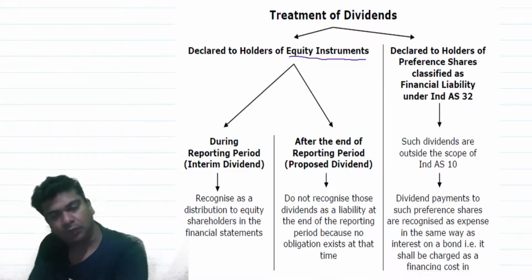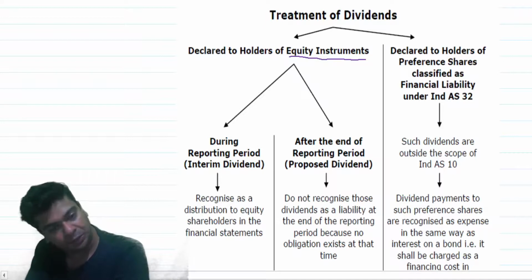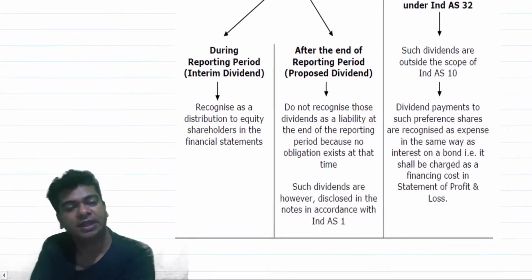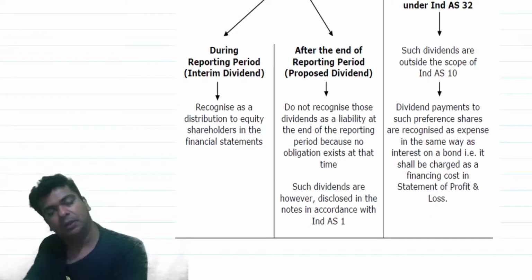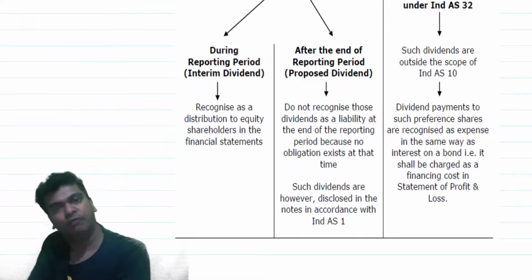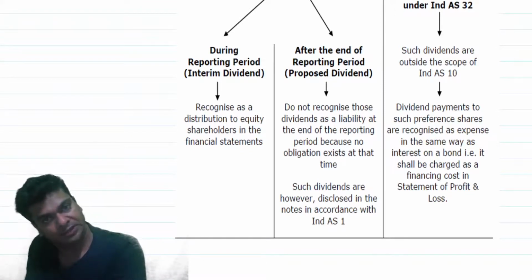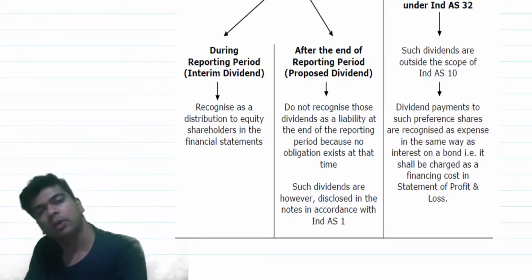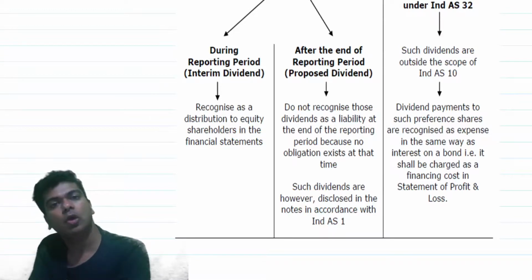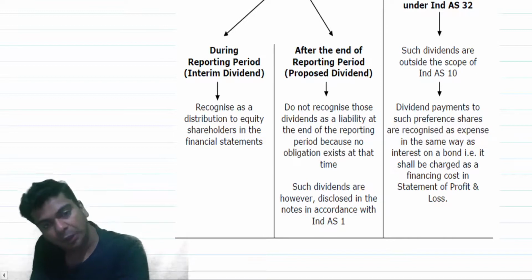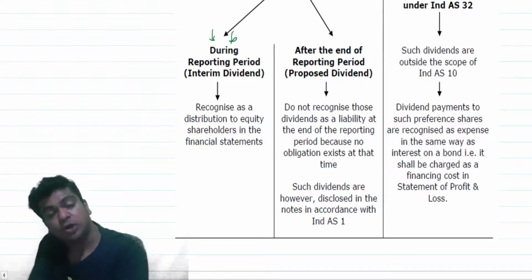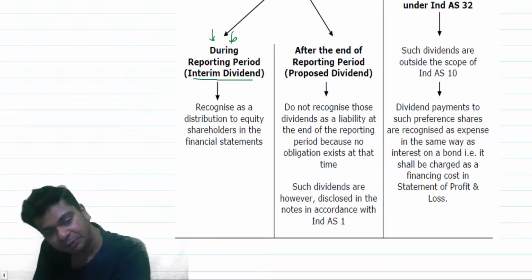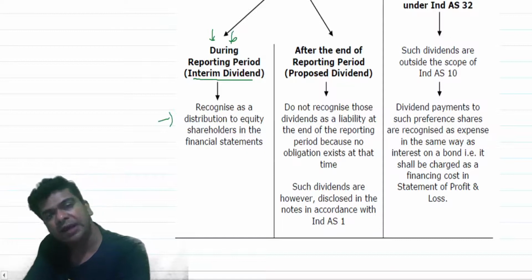The first possibility is that this particular dividend is declared during the reporting period. The reporting period has not ended, and before the end, you are paying dividend. This is what is popularly known as interim dividend. Any interim dividend that has been paid by the company will be shown as a distribution in your financial statements. You are paying dividend during the reporting period. We call that interim dividend, recognized as a distribution to equity shareholders in the financial statements.